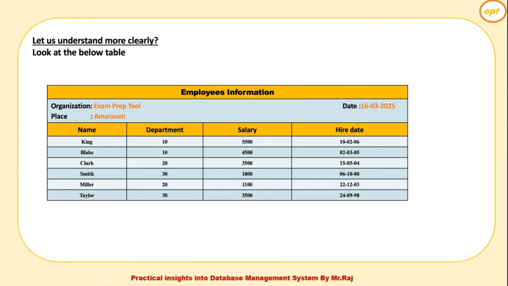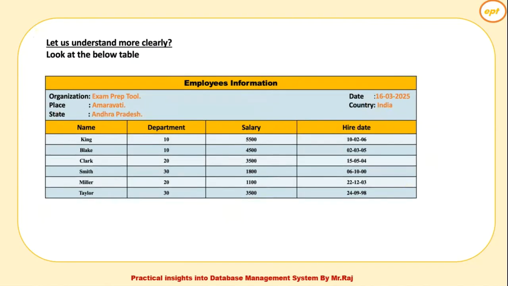Now let me help you with the question again. How do you eliminate this confusion? Amaravati exists in two different states, two different places. How do you eliminate this confusion for the client or your colleague? Right, let me add one more label to this data. Now see here.